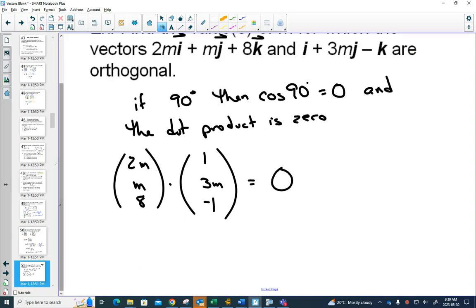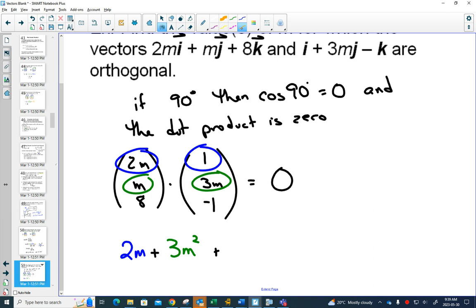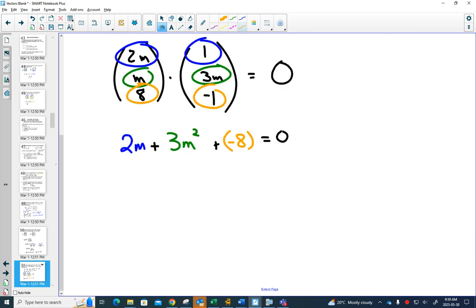Again, how does the dot product work? Multiply those ones together. This will be 2m plus, multiply these ones together, 3m squared. Multiply those ones together, -8. And that has to equal 0. So we need to solve for m. It's a quadratic.